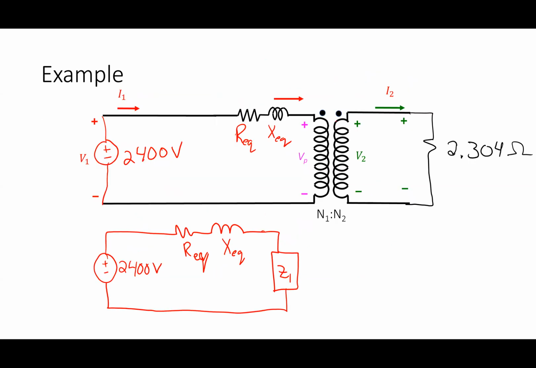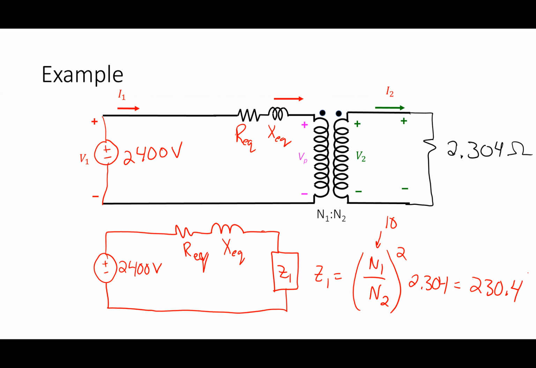So Z1, what is that value? Well, it's N1 over N2 squared times 2.304. N1 over N2 is 10 in this case. So what is this equal to? If it's 10 squared, it'd be 230.4. There's a higher impedance on the primary side when I reflect it over, because the currents are going to end up being smaller. If you're comfortable with that, you can think that through.